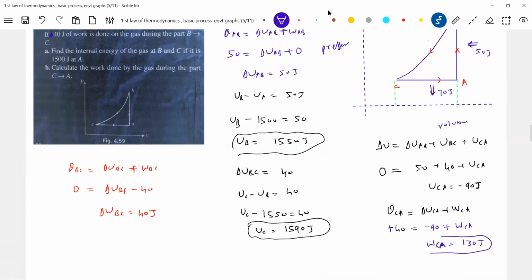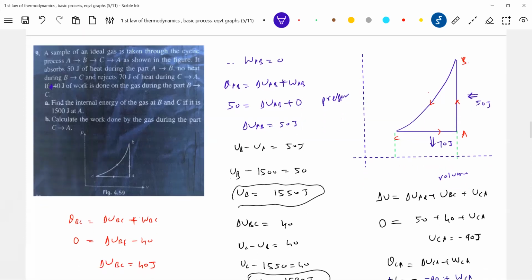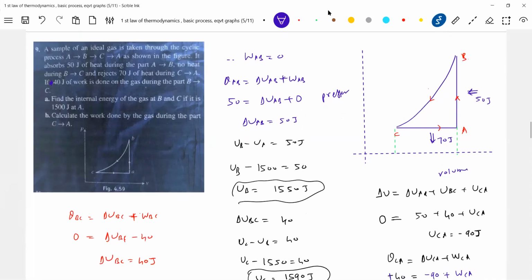You need not bother about anything else. The simplest idea is to check whether work done is 0 or non-zero. If there is a vertical line in the PV graph, work done should be 0. So that has to be applied everywhere.